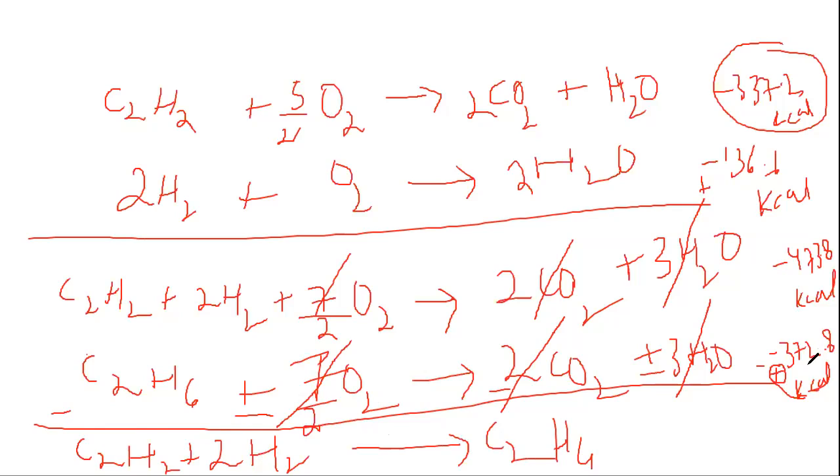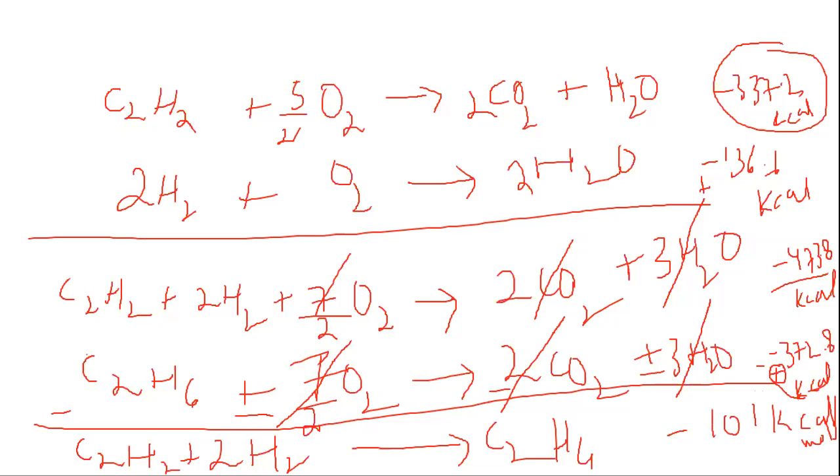We have to calculate the enthalpy change for this reaction. So minus, new sign is plus. So minus plus minus, you have to subtract the enthalpies, with the sign of the bigger value, which is minus. So subtract these values: minus 473.8 minus 372.8. The answer will be 101 kilocalories per mole.